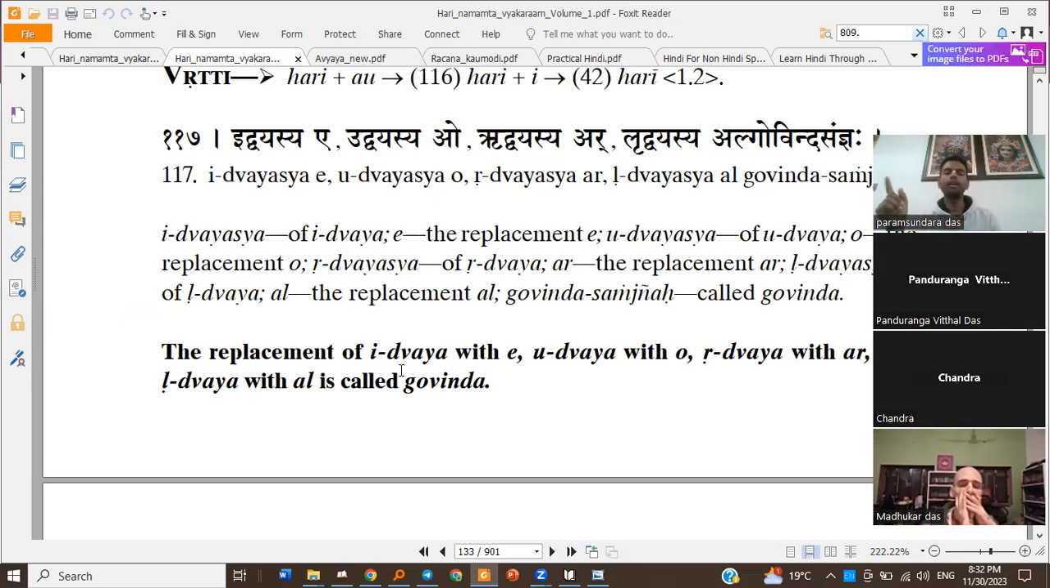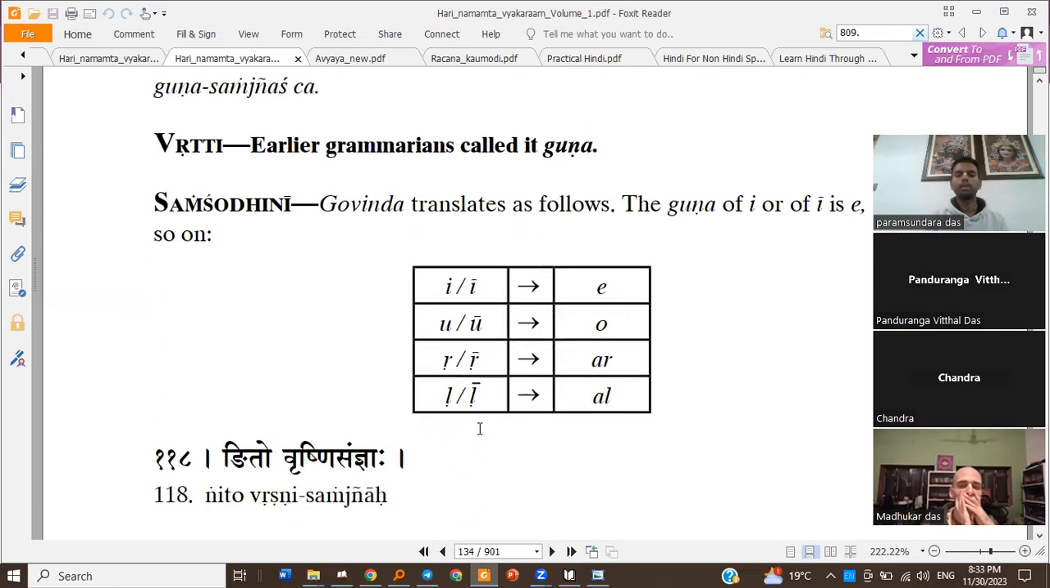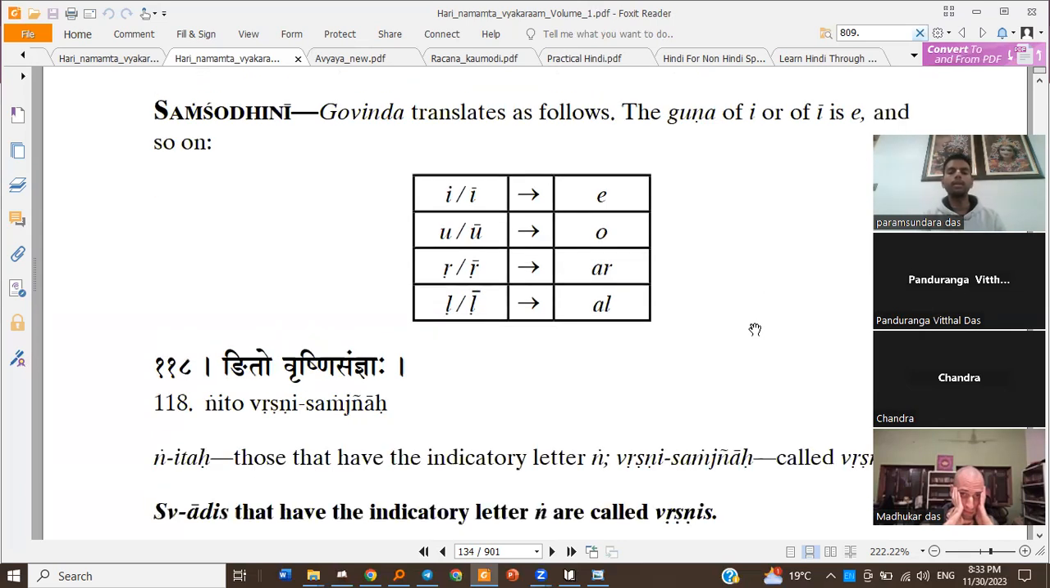So this replacement is called Govinda. In Panini, they call it Guna. They also have the Guna Sandhis. So they call it Guna. Here, Jiva Goswami calls it Govinda. So when we say Govinda to be done, that means these particular changes: Idvaya into A, Udvaya into O, Ritvaya into Ar and Ridvaya into Al. So that's one Sangya Sutra, Govinda Sangya.